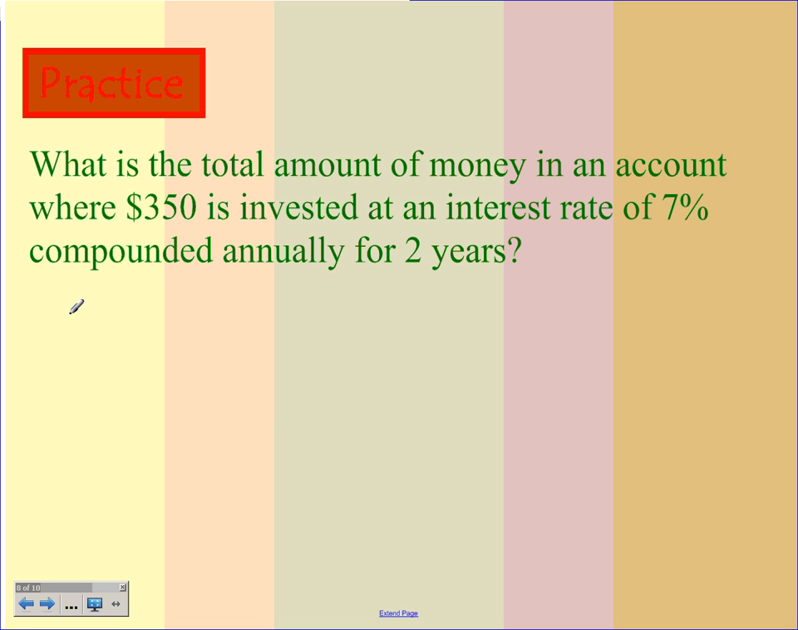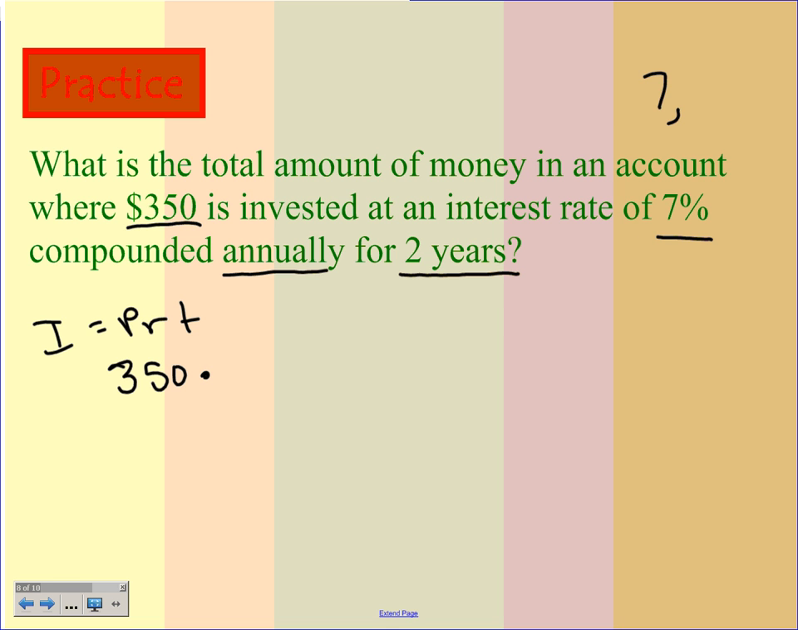We're going to be solving this equation 2 times again, since we're finding our compound interest for 2 years. Find the total amount of money in an account where $350 is invested at an interest rate of 7% compounded annually for 2 years. So interest equals the principal times the rate times the time. $350 is our principal times our rate of 7%, moving it back to make it a decimal, 7/100, times 1 for our first year. We multiply that out, we get $24.50.